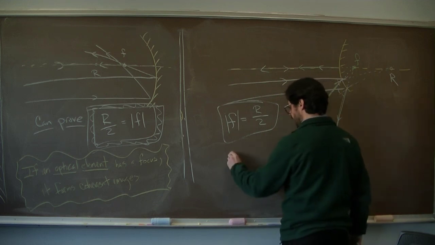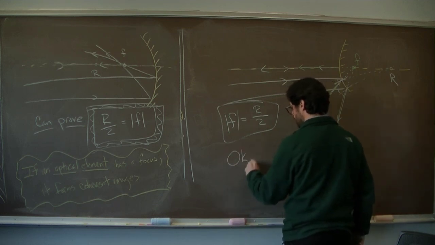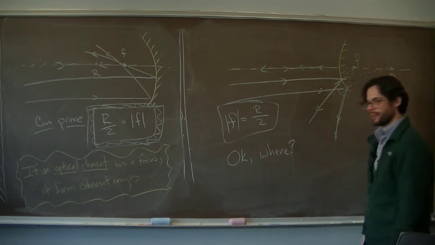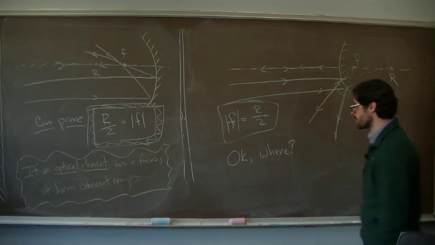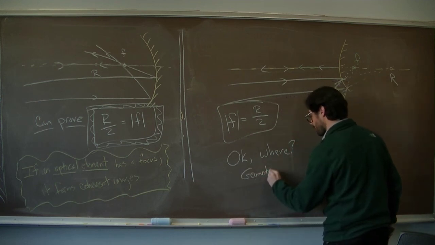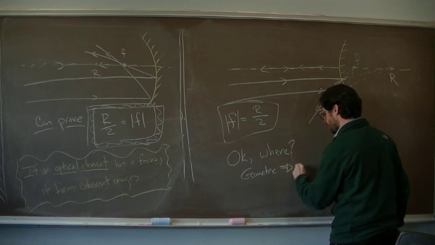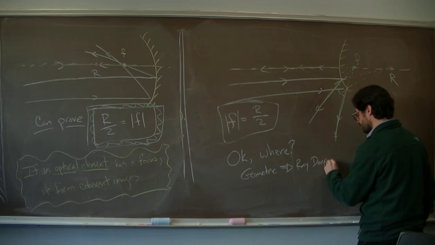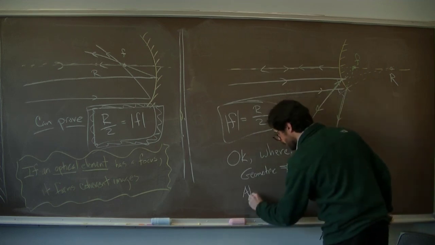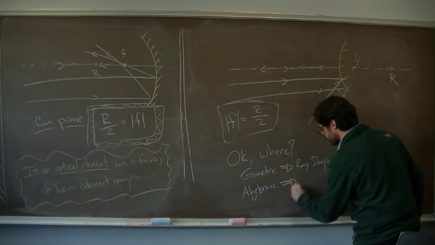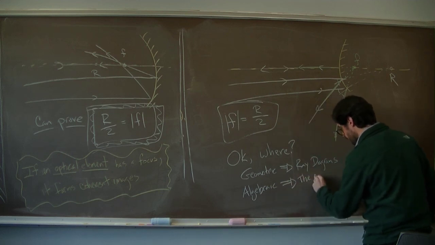So that's fine. Our next question is, okay, where do they form them? And we'll actually have two answers for that. So we'll have a geometric answer, which is what are called ray diagrams. And we'll have an algebraic answer, which is the mirror equation.